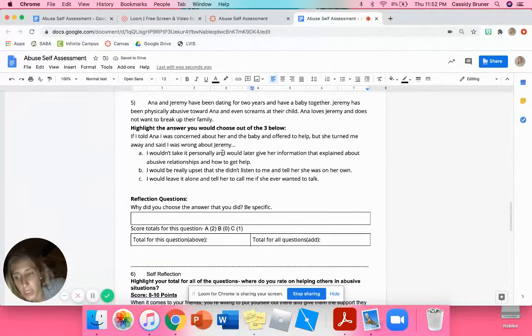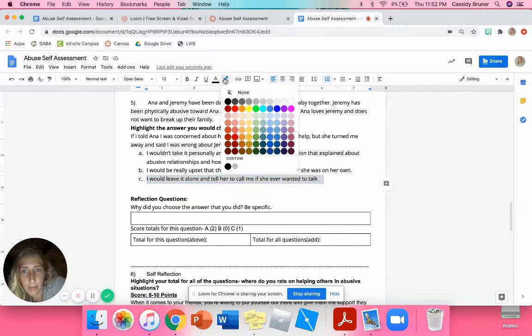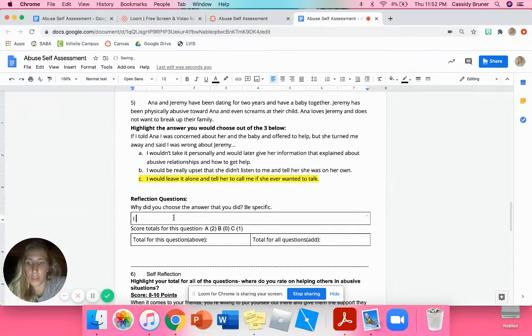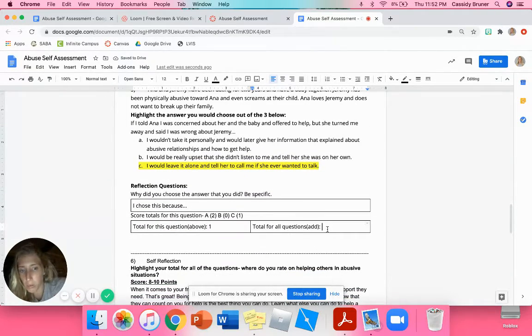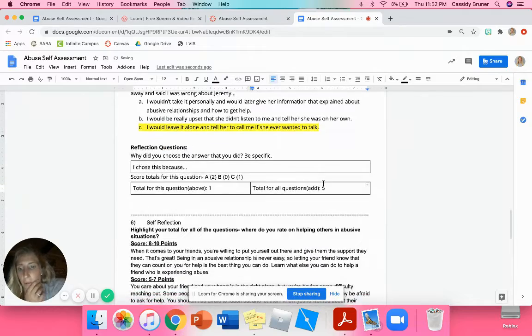Then I'm going to do question 5. Say I answered C again. I would highlight it. I chose this because blah, blah, blah. This was worth 1 point. My total was 4. 4 plus 1 equals 5. I have 5 points total.